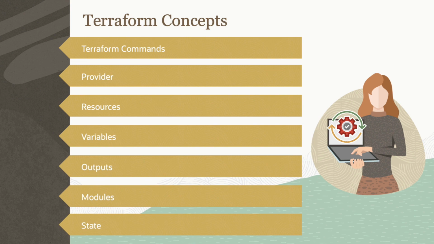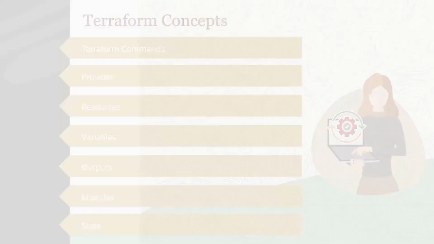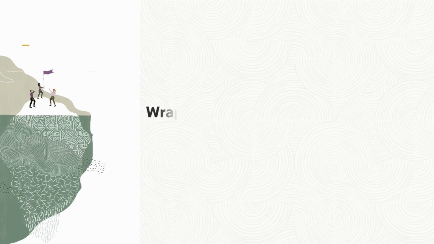Finally, state. It is how Terraform tracks the current status of our infrastructure. The state file is crucial for managing changes and ensuring consistency across deployments. By understanding these Terraform concepts, you will be well equipped to manage and automate your infrastructure effectively. Stay tuned as we dive deeper into each topic. As those concepts are key for understanding Terraform, they will be individually presented with more details.